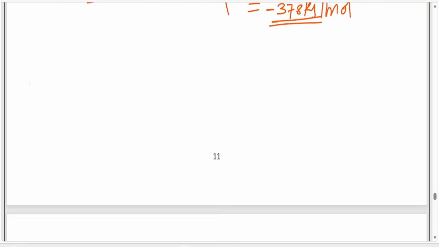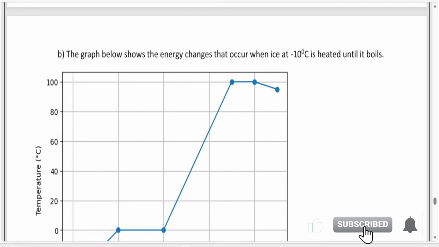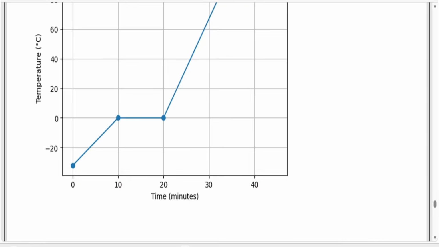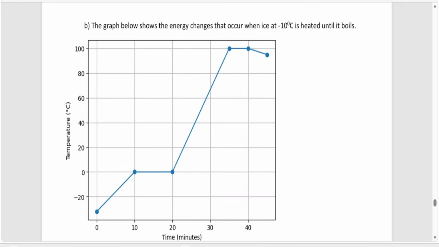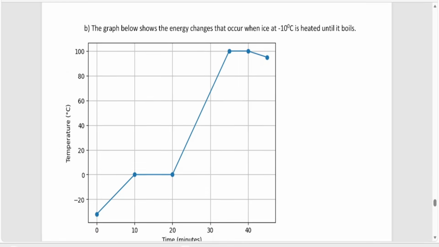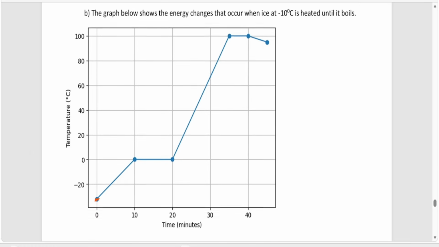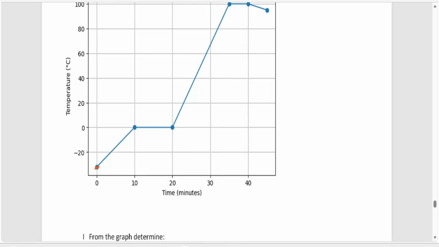Let's now move to the next question. The graph below shows the energy changes that occur when ice at negative 10 degrees Celsius is heated until it boils. When you look at the graph, we have the temperature and then we have the time taken.